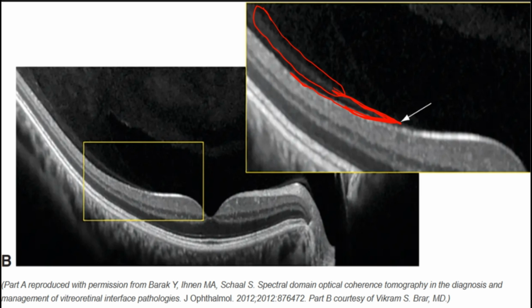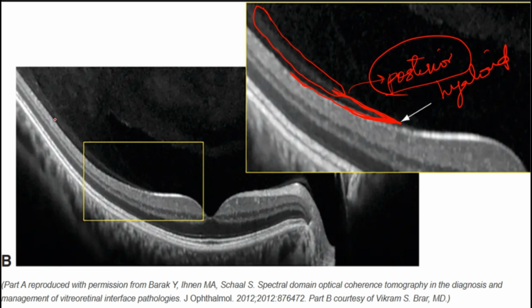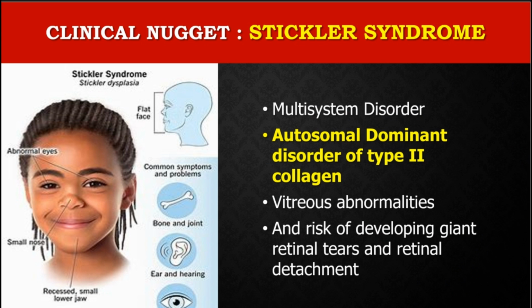basically coming from the posterior vitreous, and to be more specific, from the posterior hyaloid. In a while, I'm going to tell you exactly what is meant by the posterior hyaloid. Okay, so this OCT again is showing you what is meant by vitreous detachment, right? I hope it is clear now what is meant by vitreoretinal interface and what is posterior vitreous detachment. Now, this would be a correct time to discuss a clinical nugget regarding Stickler syndrome.